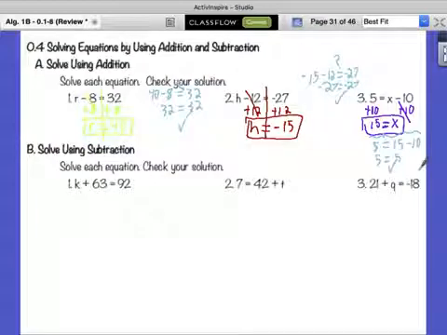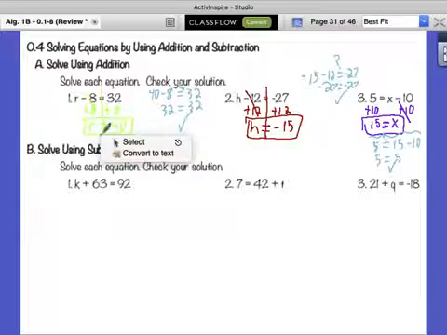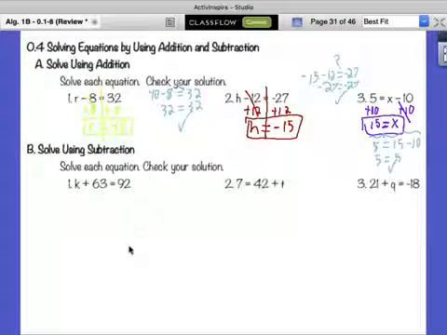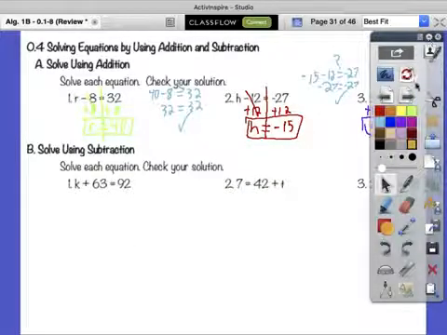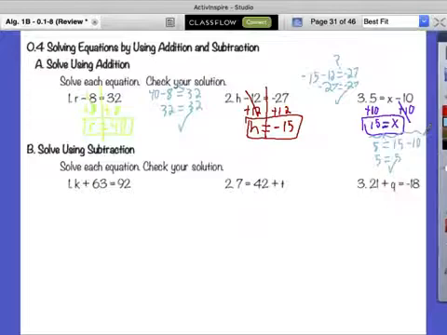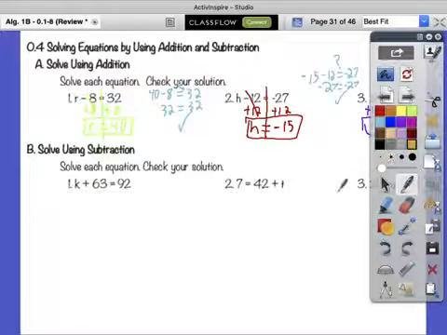Okay, let's go on to number 1 right below this. What are we doing now instead? Instead of solving by addition, we're going to be solving by subtraction. Are we doing the same kind of idea though? Yeah, I think we are, okay? So I want you guys to try number 1. And if you have any questions, raise your hand, or if you have it, go ahead and raise your hand as well.